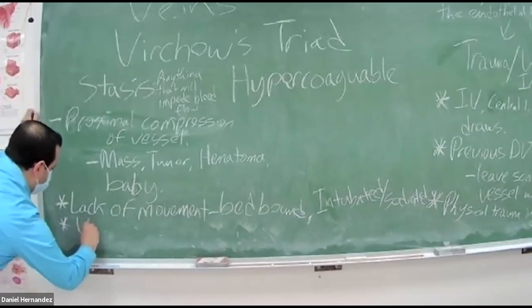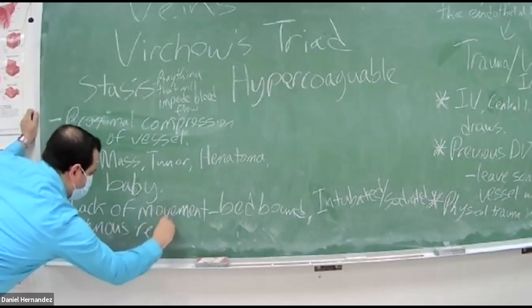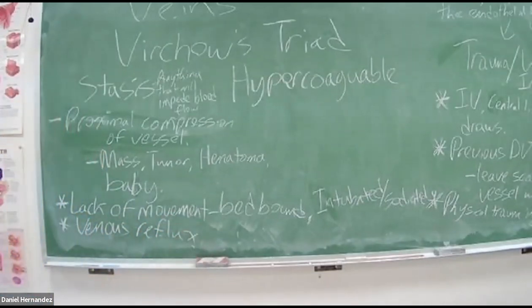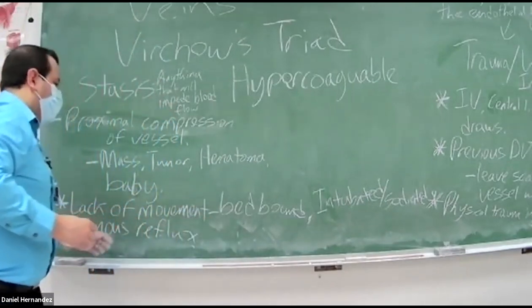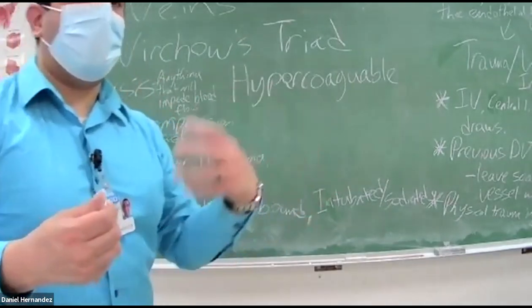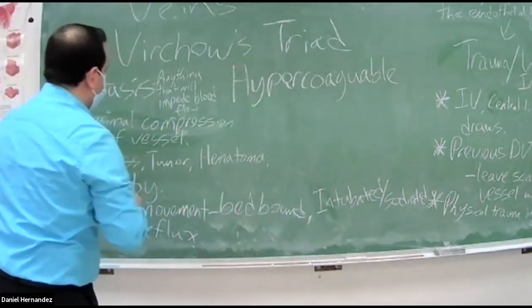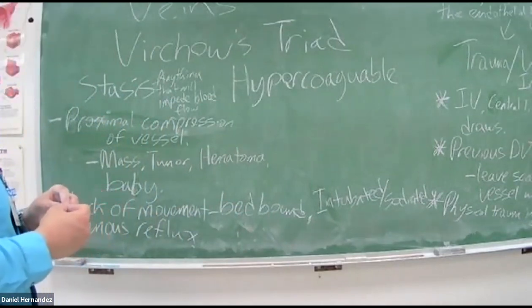Under here, we can also put venous reflux. With venous reflux, we have blood flow coming back, and it causes the blood volume in the lower parts of the calf, particularly, to become more stagnant.